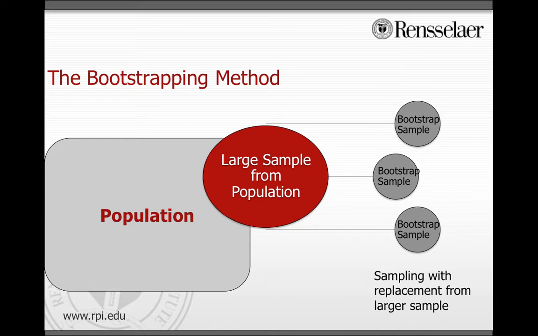And each of the smaller samples, also called bootstrap samples, are used to calculate a point estimator for the population. And when you're finished calculating the point estimators for each bootstrap sample, you can average those to get a better point estimator for the population. And you can also calculate the sample standard deviation of those point estimators, which is now the standard error.